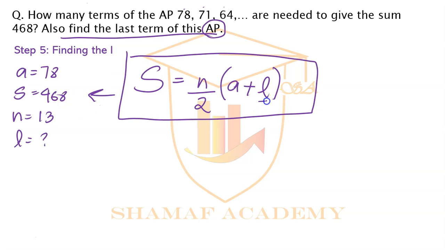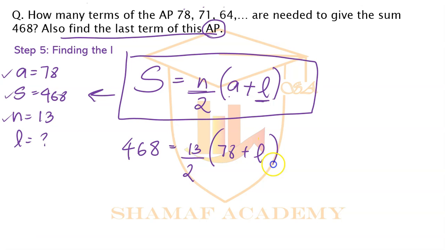As you can see, we have to find out what is our L, which is our last term. We have all the other values. We have our A, we have our S, we have our N. We do not have our L. So substitute it in, pause the video and do it by yourself, and then play this video again and see if you're correct. So we have our sum here, 468, and then our n, which is 13 by 2, and let's write our a, which is 78, plus L. We do not know what is our L, which we are yet to calculate.